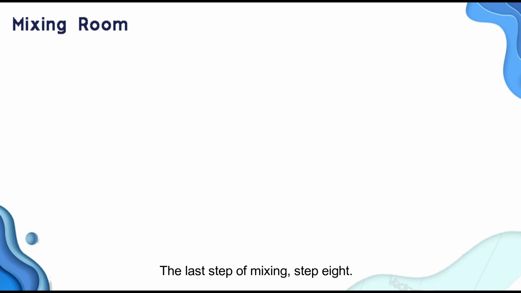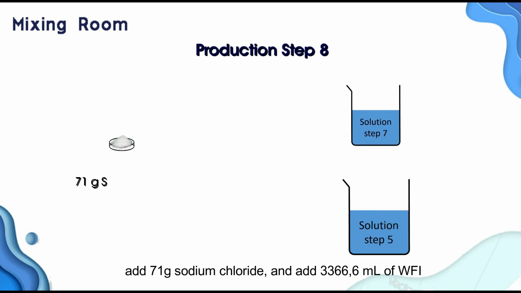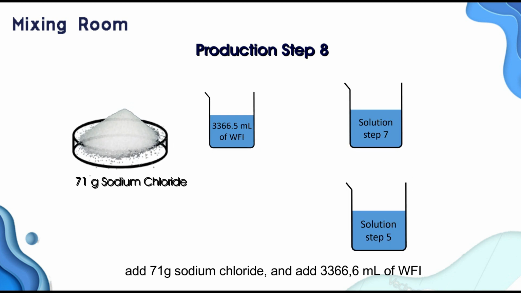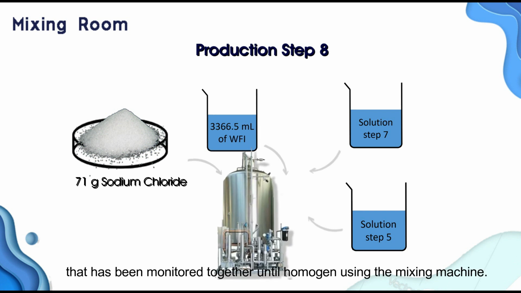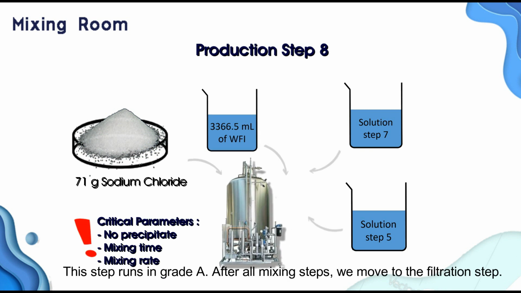The last step of mixing, Step 8. Make a solution from Step 7 and Step 5, at 21 grams of sodium chloride and 3,366.6 ml of water for injection, mixed together until homogeneous using the mixing machine. This step runs in grade A.